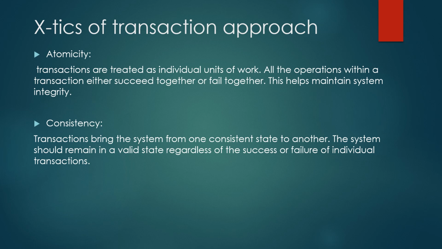Then let's look at property number two, which is consistency. Transactions bring the system from one consistent state to another. The system should remain in a valid state regardless of the success or failure of individual transactions. What do I mean by that?